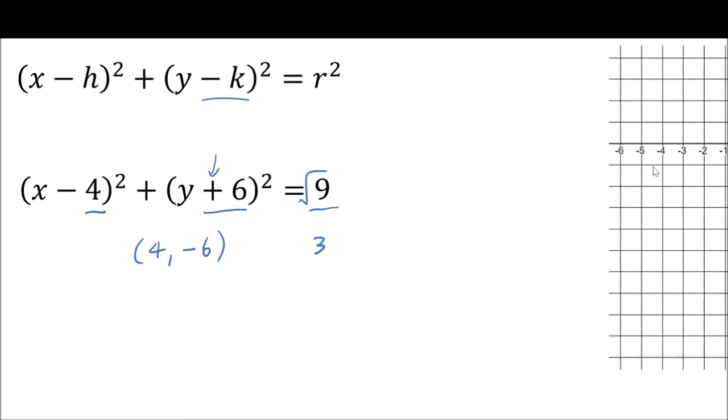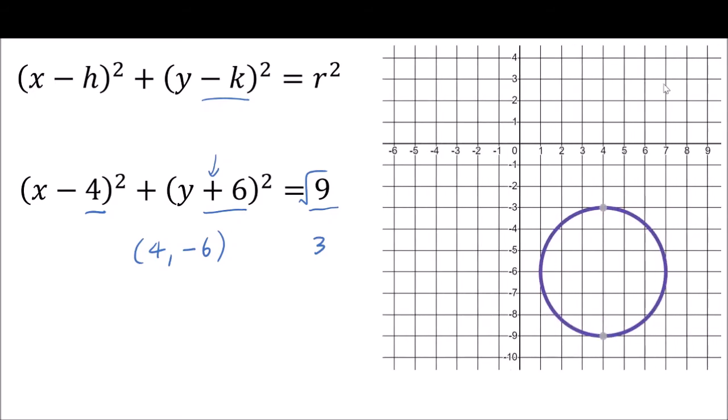And then our circle would look like this. That makes sense? Let's see, the center, right 4, down 6, right? 4, negative 6. So there's the center, and then the radius, right? 3 units there, or there, right? Anywhere in the circle, we should find that the distance from the center to the outside of the circle is 3. And that's how the equation of a circle works.